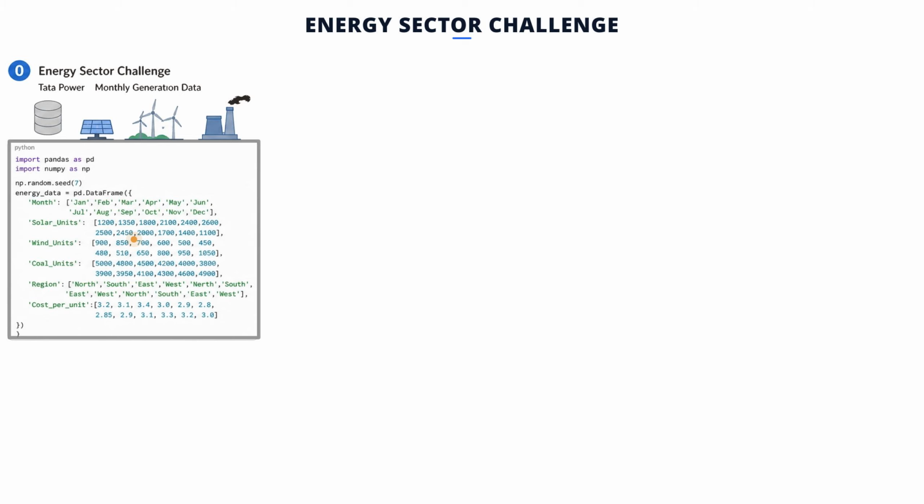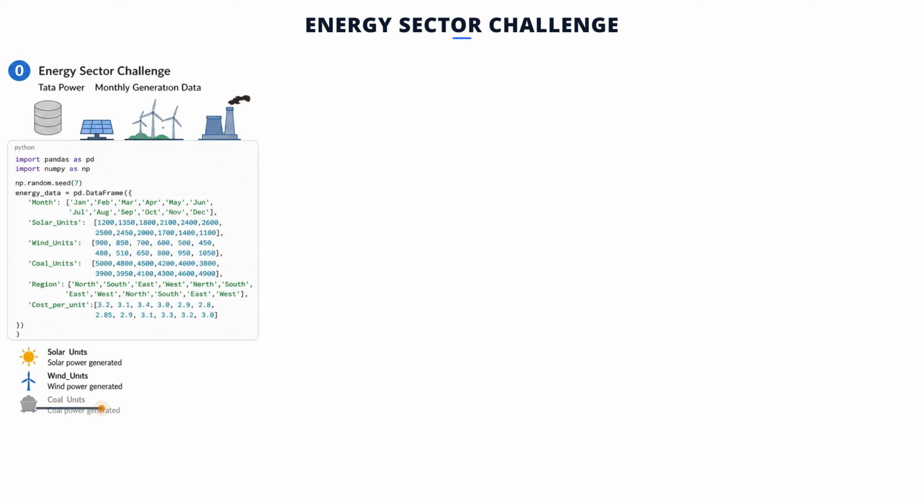As you can see, we have the number of units generated for solar, wind, and coal, along with geographic regions and unit costs. Looking at raw numbers in a pandas data frame is overwhelming. So our job is to summarize this data visually for management so they can actually understand it.